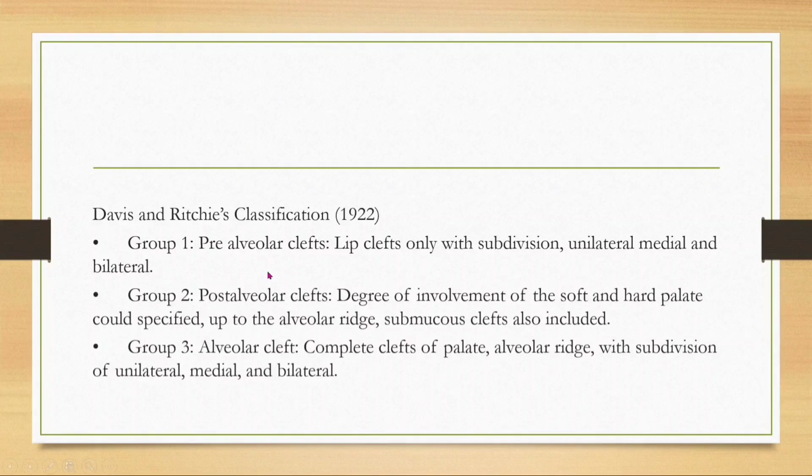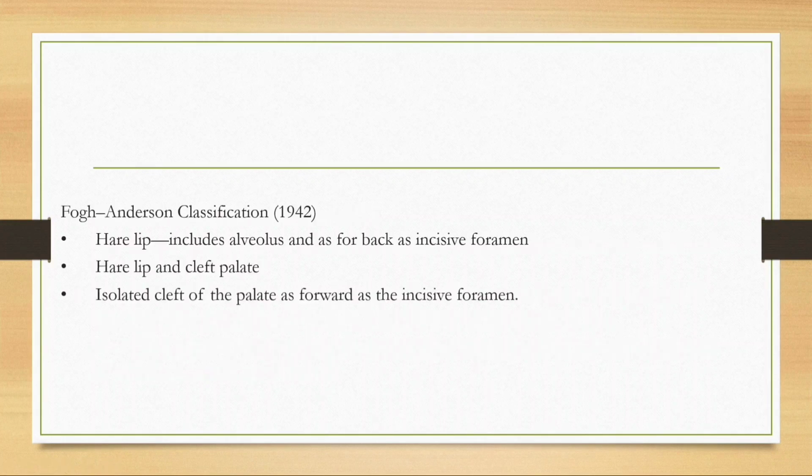Davis and Ritchie's classification group 1, 2 and 3, prealveolar cleft, post-alveolar cleft and alveolar cleft. In prealveolar, lip cleft only with subdivision, unilateral, medial and bilateral. In group 2, post-alveolar, degree of involvement of the soft and hard palate up to alveolar ridge and submucous clefts also included. Group 3, complete clefts of palate, alveolar ridge and subdivision of unilateral, medial and bilateral. Another classification, harelip and cleft, isolated cleft of the palate given by Fogh-Andersen in 1942.